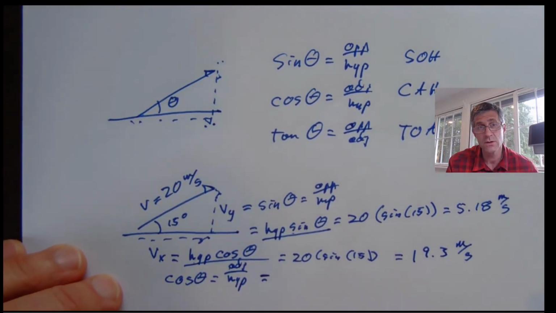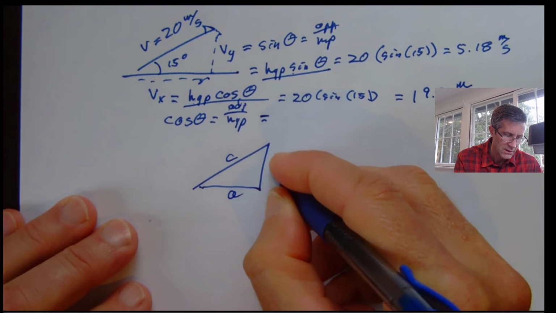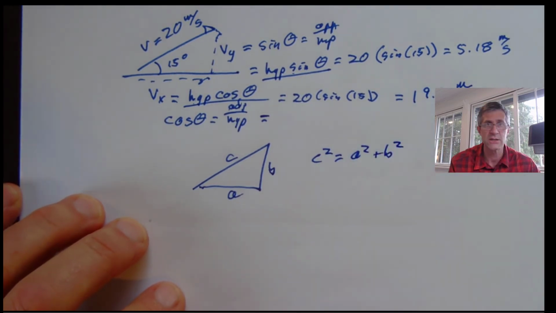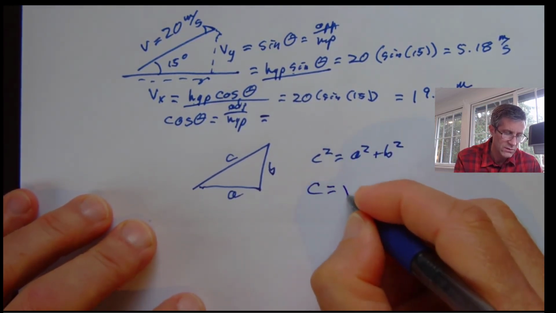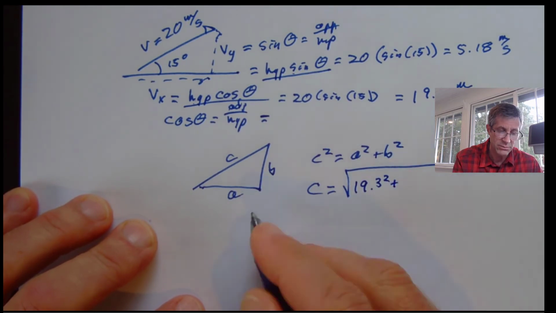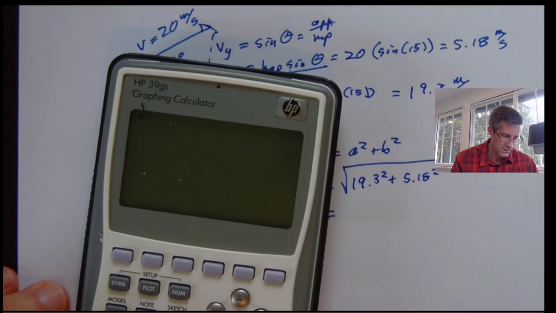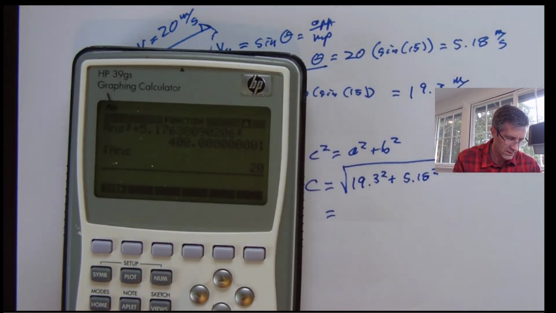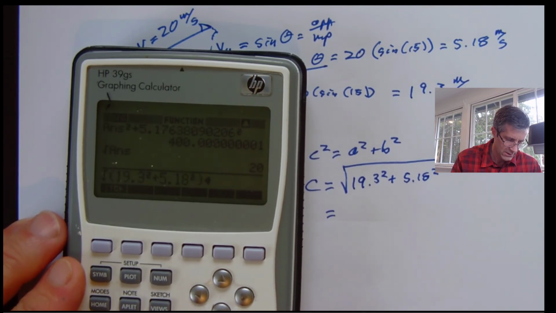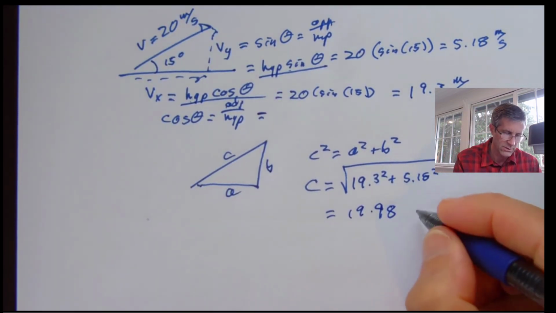Okay, so we can check this, right? How do we check this? Well, we can use the Pythagorean theorem to help us with that. This is the last thing that you need to know from geometry. If I have 3 sides of a right triangle, it says that c squared is equal to a squared plus b squared. So let's check to see if we get back to our hypotenuse. c is going to be equal to the square root of a squared, I'll call that 19.3, plus b squared, I'll call it 5.18. Let's see what we get. I'm going to take the square root of 19.3 squared plus 5.18 squared, and I get 19.98. So darn close, within my rounding error. I'm feeling good about this, meters per second.